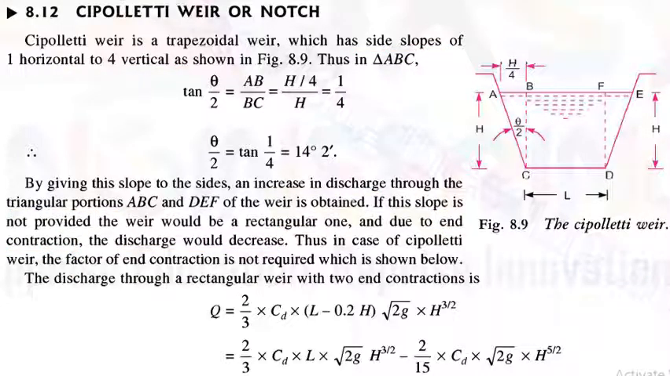For a rectangular weir with contraction, this is the equation. Q is equal to 2/3 into CD into L minus 0.2h into square root of 2g into h raised to 3/2.